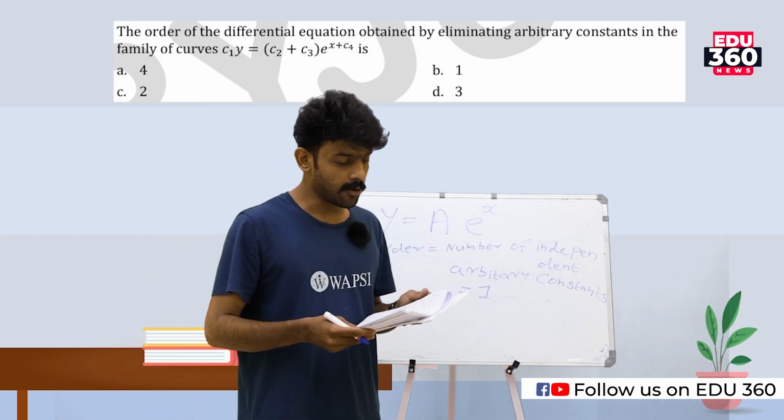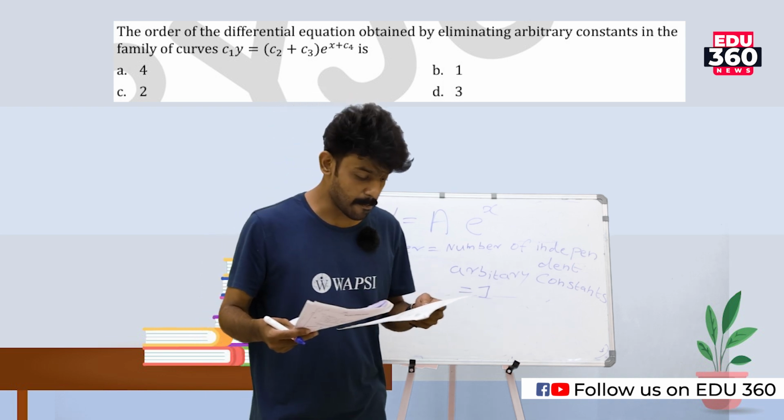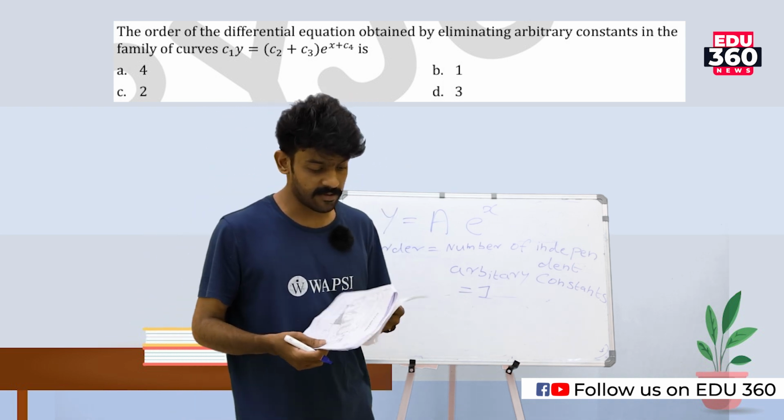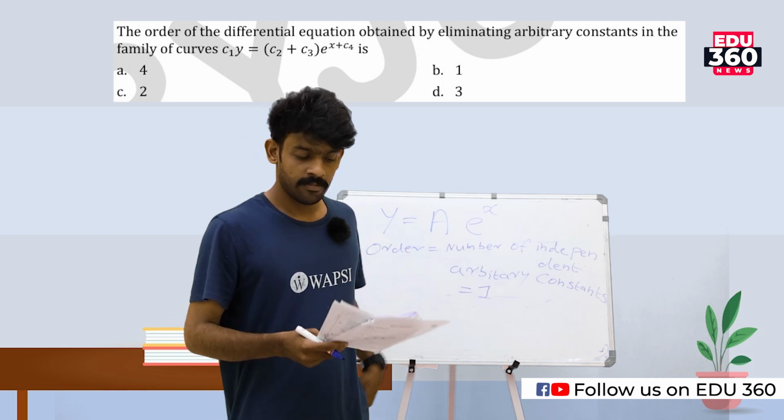Okay, so look at the options. On looking at the options, you can see that option B is the correct answer. That means 1 is the correct answer for this question.